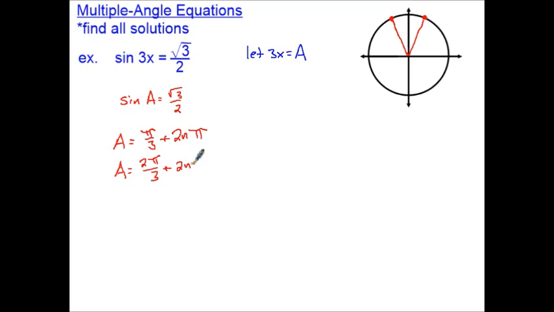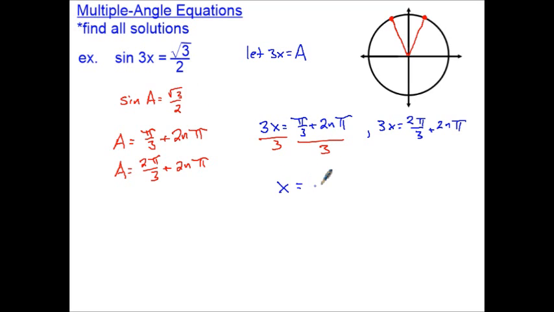And that's all well and good, but I really don't care about A, I care about x. So now, going back to blue, replacing my A's with 3x's gives me two equations. I've got 3x equals pi over 3 plus 2n pi. And then, let me just do this horizontally here, 3x equals 2 pi over 3 plus 2n pi. Well, if I have 3x equals something and I want to solve for x, one thing I can do is divide everything by 3. So I'll divide both sides by 3, and get myself an x by itself.